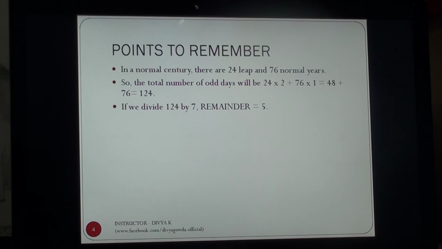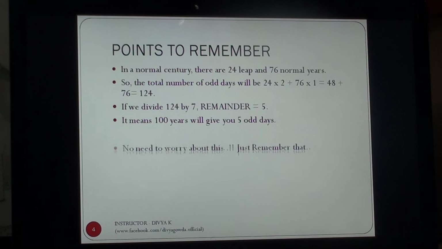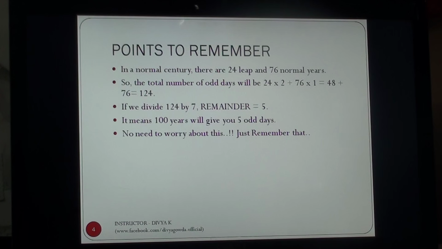Again, if you divide this number 124 by 7, you get some quotient which I am least bothered about, but the remainder will be 5. Hence I can say in a normal century, that is for 100 years, it will give you 5 odd days. So don't worry about all these calculations. You just have to remember a few points which I say. Just remember that 100 years will actually give you 5 odd days.